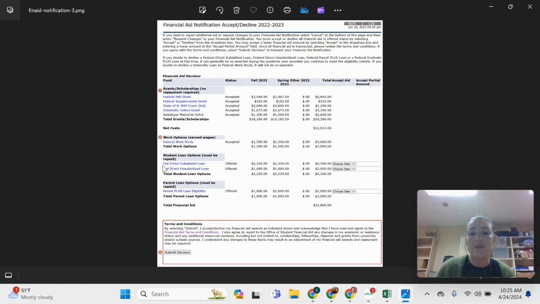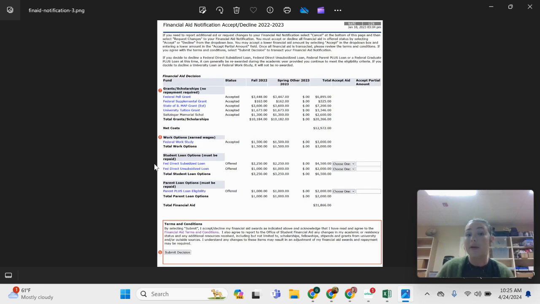And then there are also student loans. Usually the maximum student loans they'll allow you to take out is around $5,500. Those can either be subsidized loans or unsubsidized loans. Subsidized loans are when the federal government does not charge you interest while you're in college. Those are the ones that you would want to take out, right? Because you don't want that interest accruing.